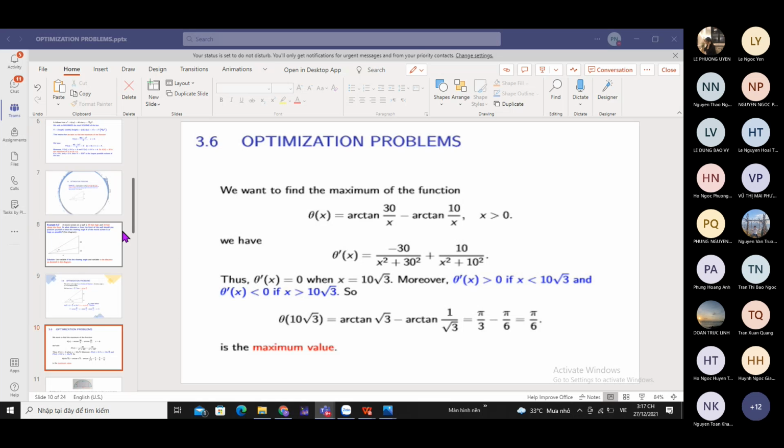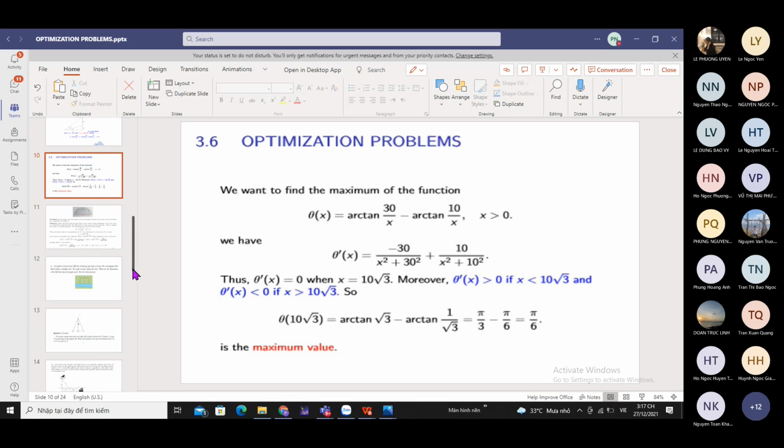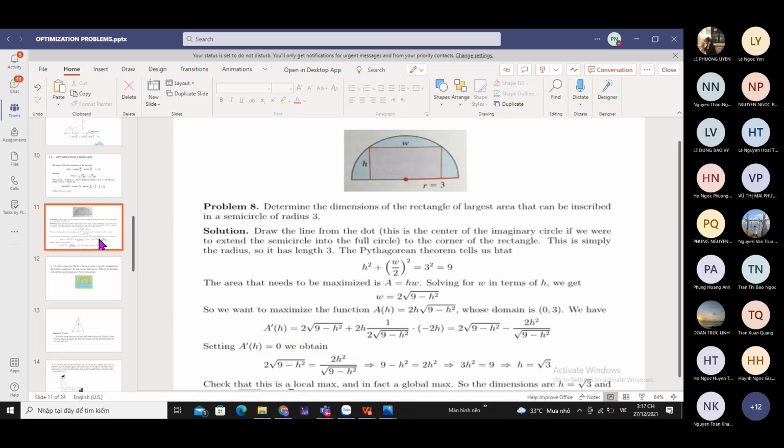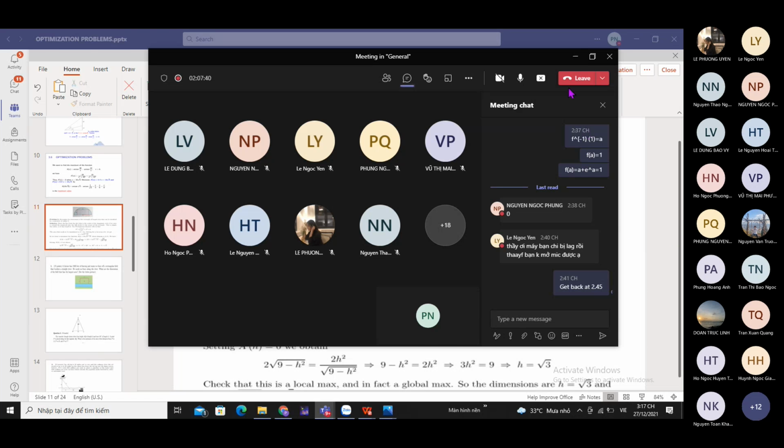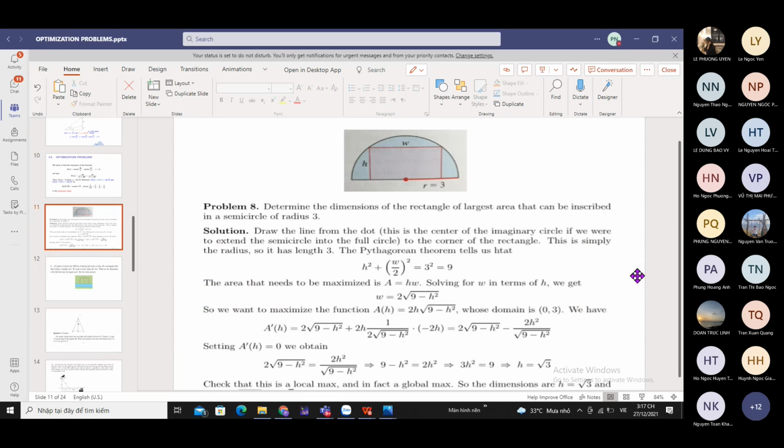One more example. Yeah, you see here. Look. Can you see the new example, guys? Yes, yes. Okay.